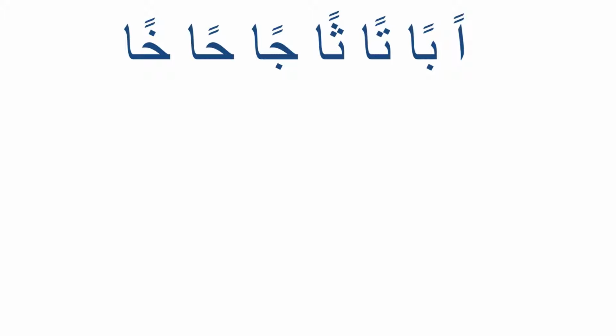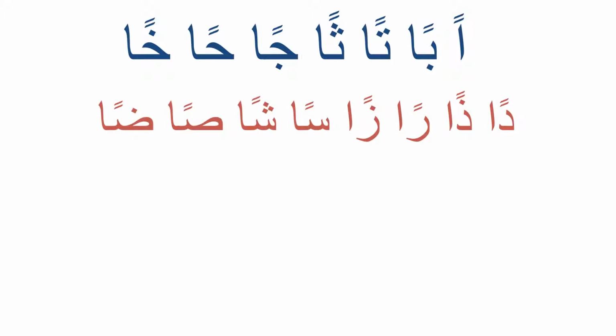Tha fathatan, than. Jim fathatan, jan. Ha fathatan, han. Kha fathatan, khan. Dal fathatan, dan. Dhal fathatan, dhan. Ra fathatan, ran. Zay fathatan, zan. Sin fathatan, san. Shin fathatan, shan.